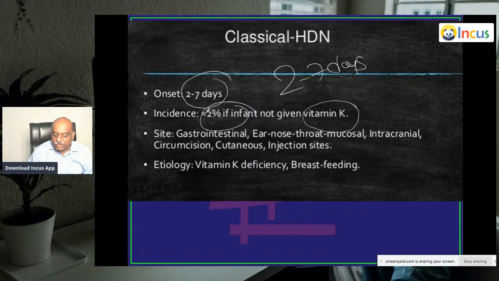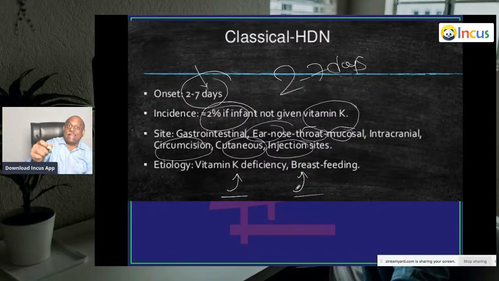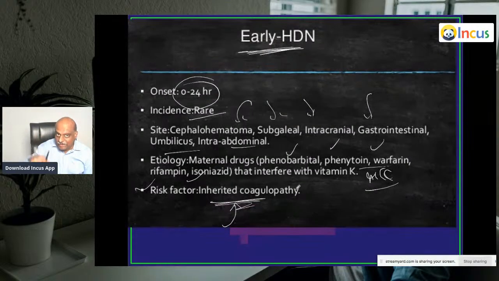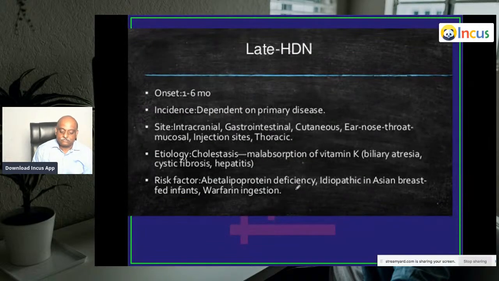So 2% of the kids who are not given the vitamin K can go into this classical HDN. So it can lead to ear, nose, throat, mucosal, intracranial, circumcision site, cutaneous injection sites bleeding. So vitamin K deficiency, breastfeeding, they are implicated as etiological factors in classical HDN, not late HDN. That is what the examiner is asking. Inherited coagulopathy can be caused for the early HDN.